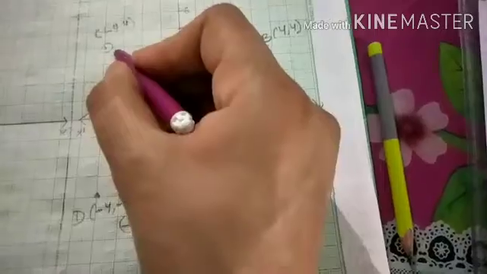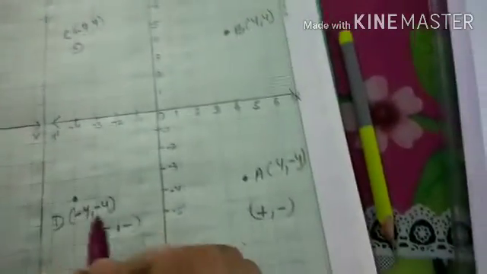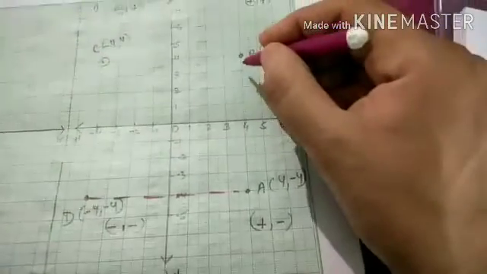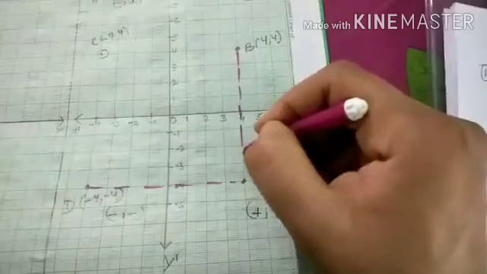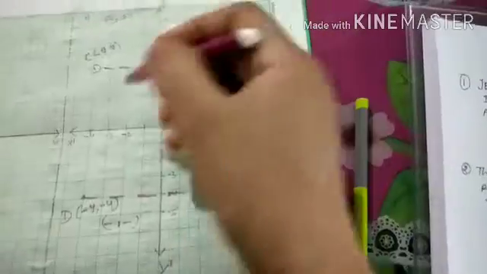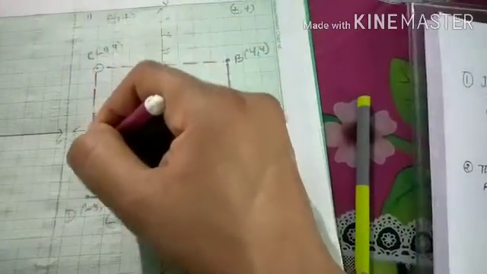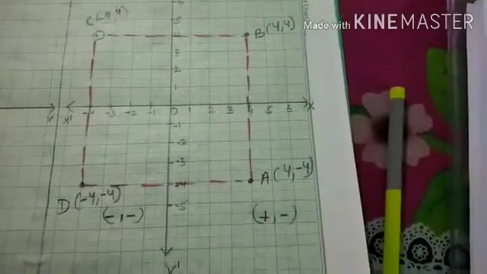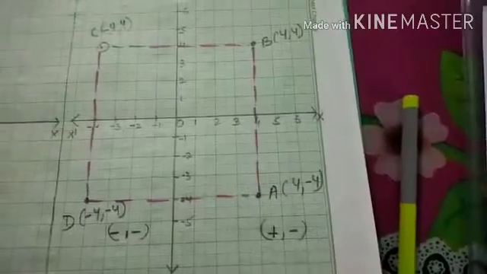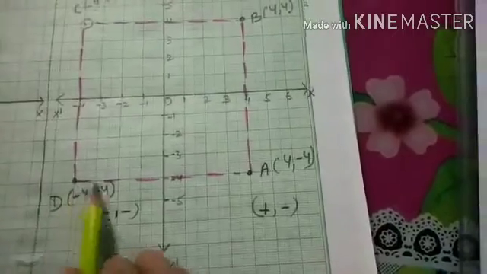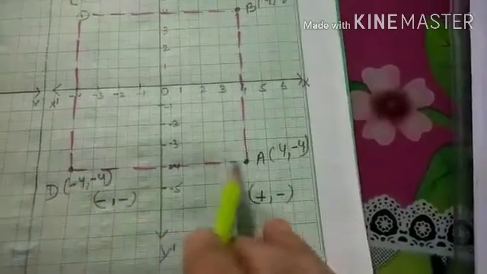Okay, we plot 4 points here, A, B, C and D. So this is the square we have here. Just join the points. Now the figure is a square. Now we need to find out the perimeter and the area of this square. For finding the perimeter and area of the square, first of all we have to find the length of any one side of this square.